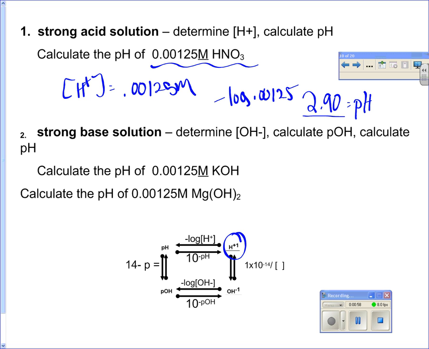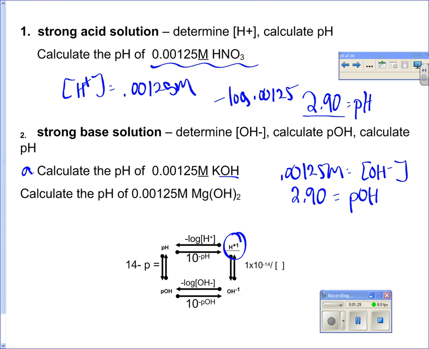So on number 2, when we look at the strong base solution, it's kind of the same deal. The only difference is in a strong base, you can have multiple OHs. So in the first example, I'm just going to call that example A, this is just one OH, so therefore the 0.00125 molar is equal to the OH minus concentration. So if I minus log that, well, obviously I minus logged it up there, but instead of it equaling pH, it equals pOH, and you have to be careful on that.